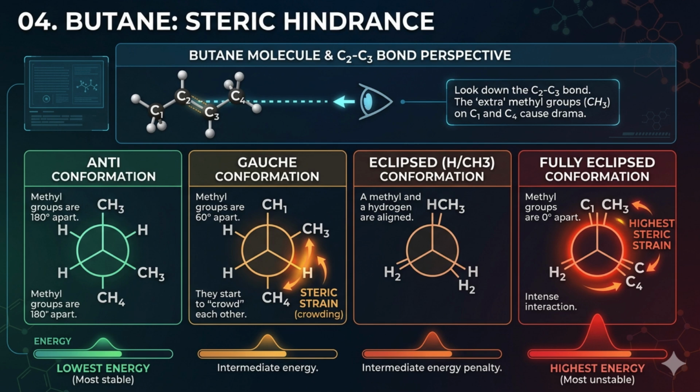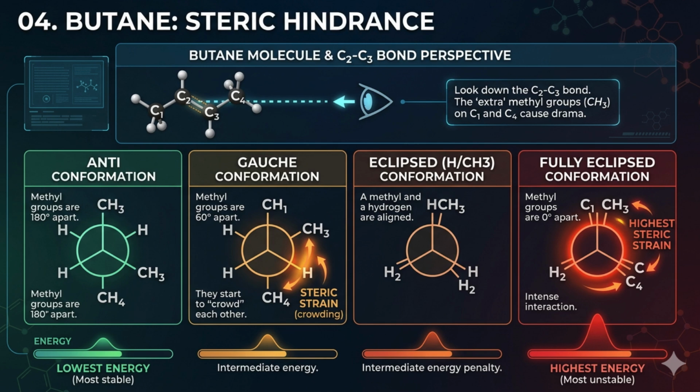Let's track the rotation around that central bond. First is the anti-conformation. Look at the Newman projection. The 2 large CH3 methyl groups are positioned diametrically opposed, a full 180 degrees apart. Because they have maximum spatial distance, there is no crowding. As indicated by the green energy wave below, this is the lowest energy, most stable state of the molecule.